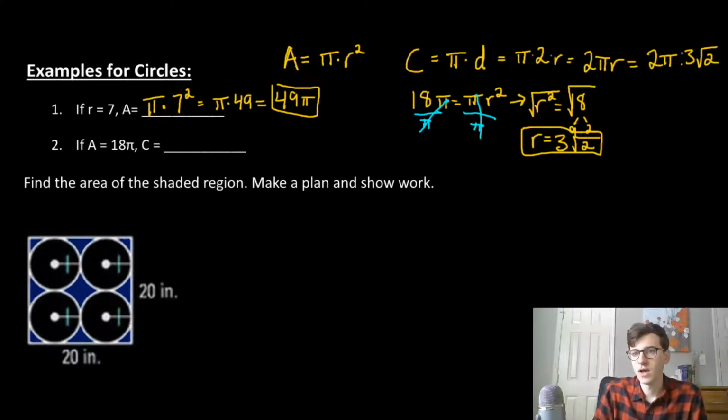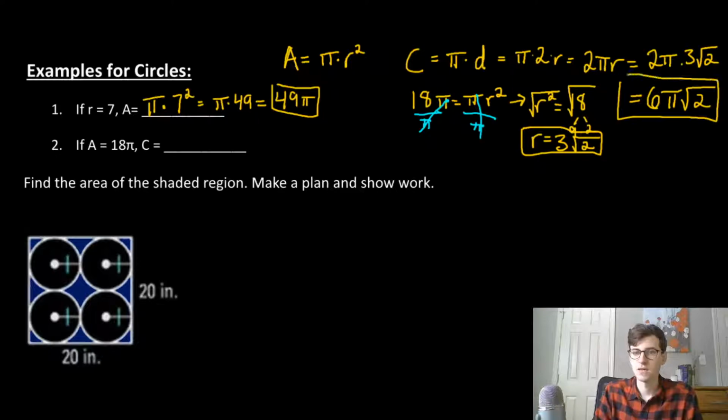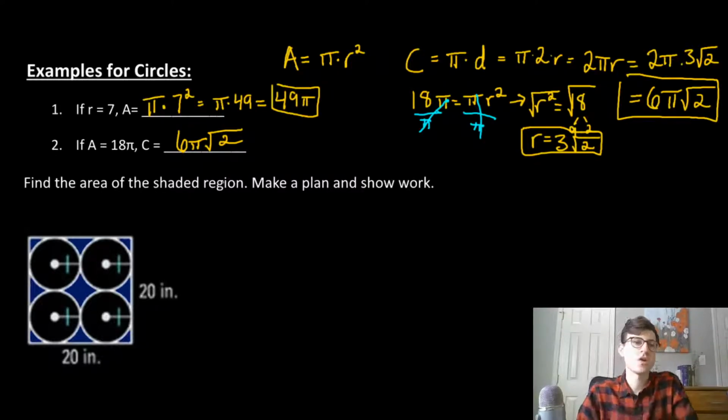So 2 pi times 3 is 6 pi. And then we're left with this square root of 2. And you could write that 6 square root 2 pi or 6 pi square root 2. I kind of like it just like this. That then is the circumference. So my circumference being 6 pi square root 2. Okay, so a little bit of formula manipulation here, but not anything too crazy.